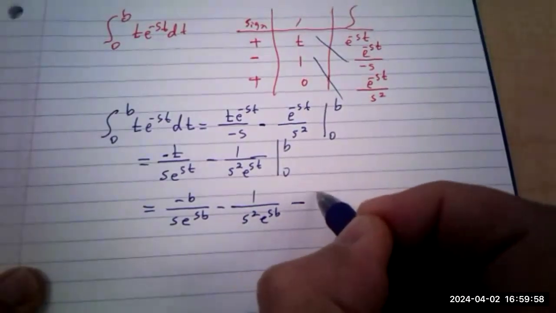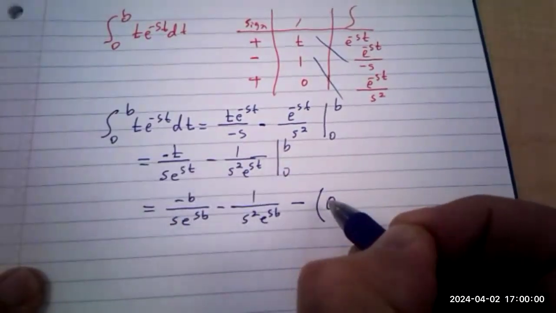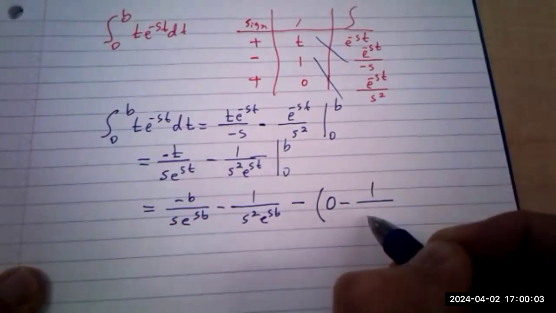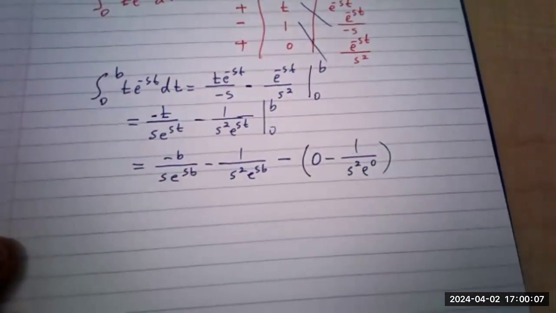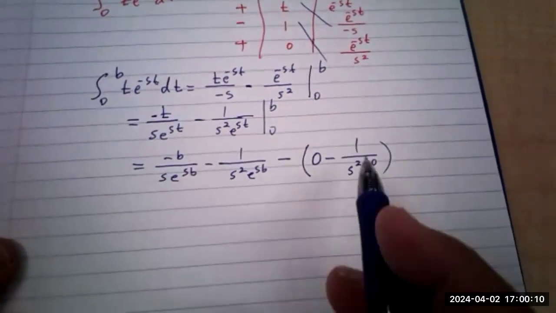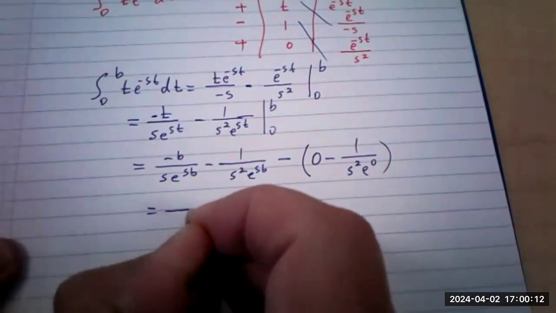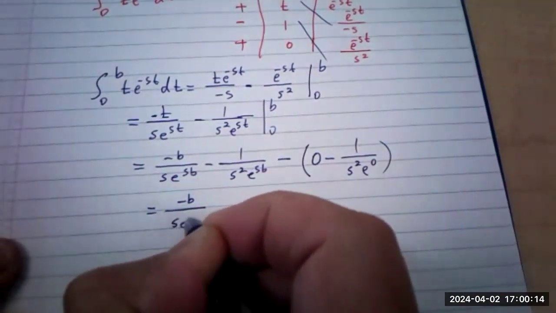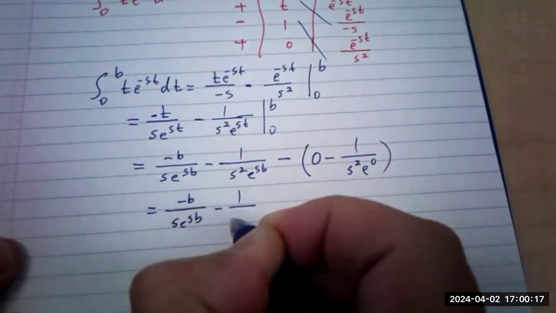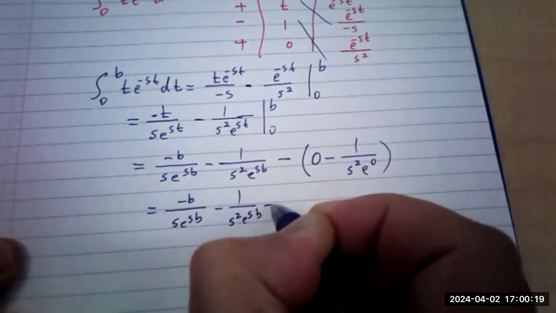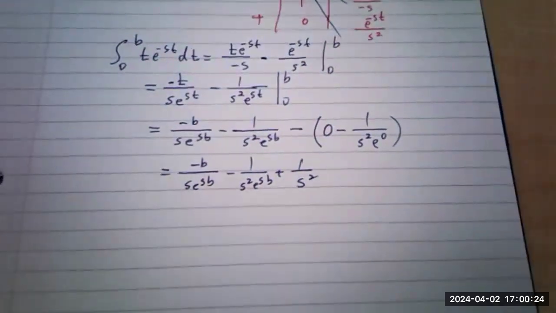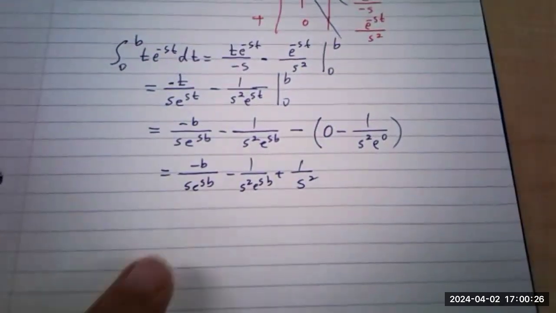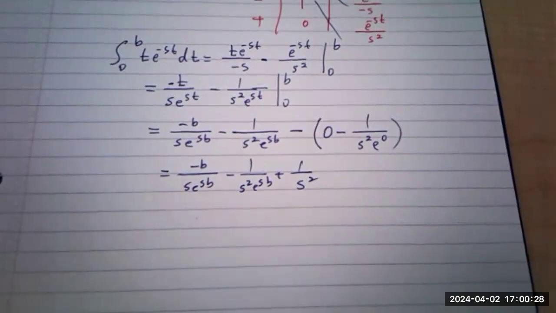Okay, now minus, when you put the 0, this will disappear, and the other one would be 1 over s squared e to the 0, and that last part would be 1 over s squared. So it's going to be negative b over s e to the negative sb minus 1 over s squared e to the negative sb plus 1 over s squared. I'll take the limit when b goes to infinity. Again, we force these to be down the denominator, make 0, the final answer would be 1 over s squared.